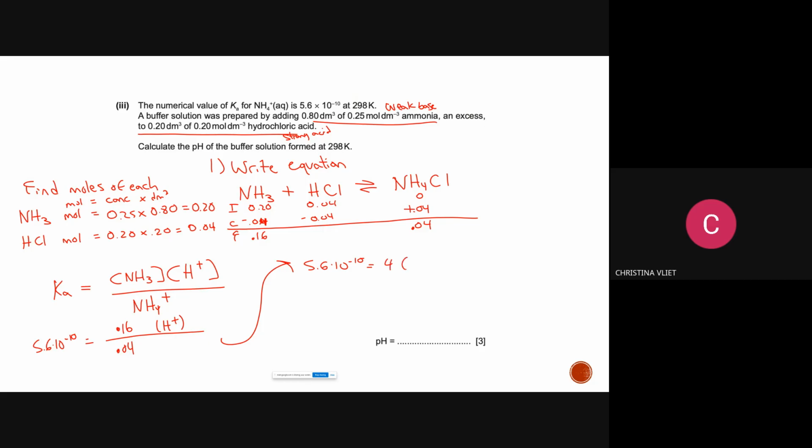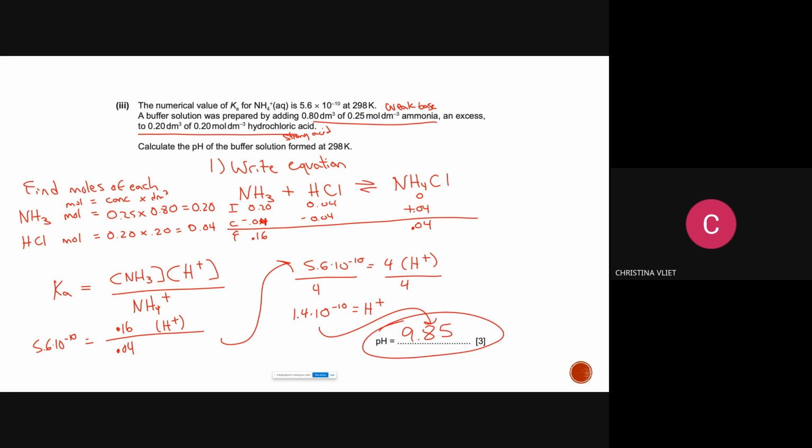4 times H plus. Divide both sides by 4. I get 1.4 times 10 to the negative 10 equals H plus, and take the negative log. What's the negative log of that? 9.85. So whichever method you chose, and technically there's 3, the final answer in the mark scheme was 9.85.